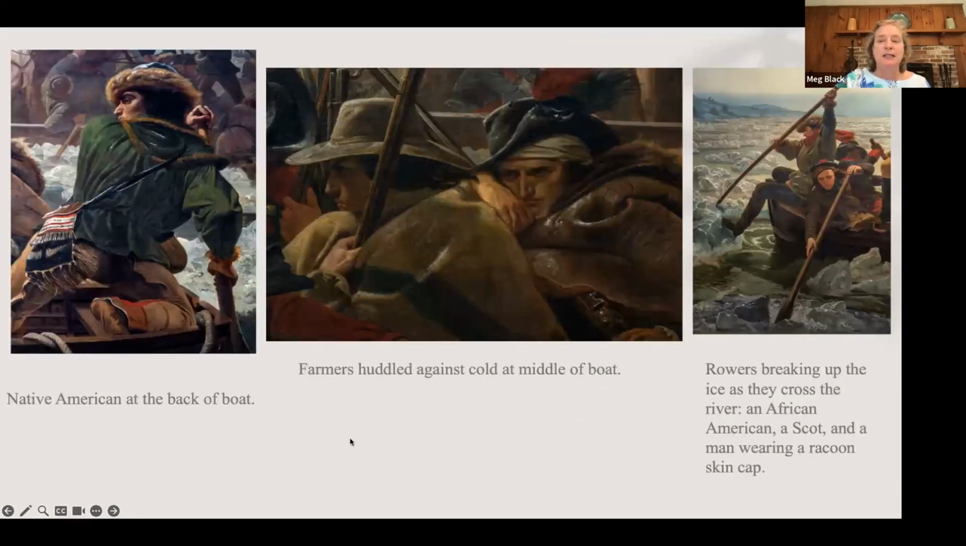But if you look closely at the characters in the painting, you'll see it's very similar to our country. These are a lot of immigrants, or natives. These still make up the bulk of our country. You have a Native American in the back of the boat, and we see almost the same purse that we saw in the Benjamin West painting. We see farmers huddled together.